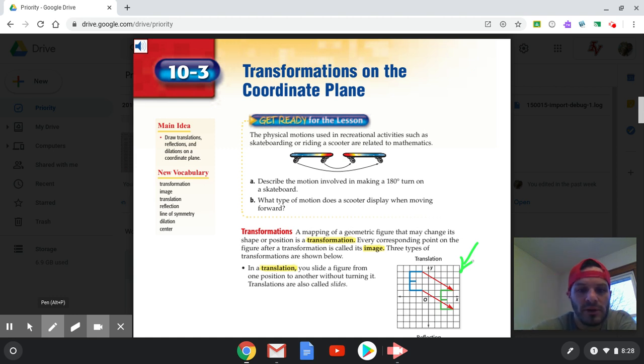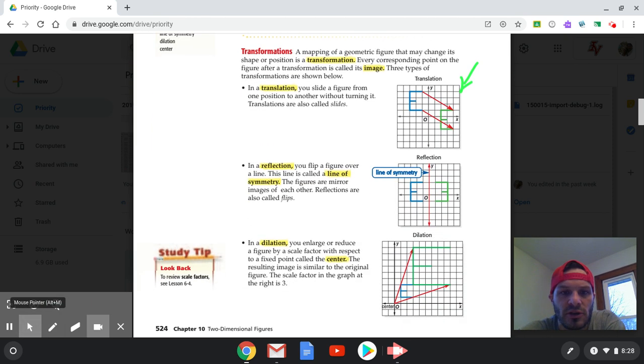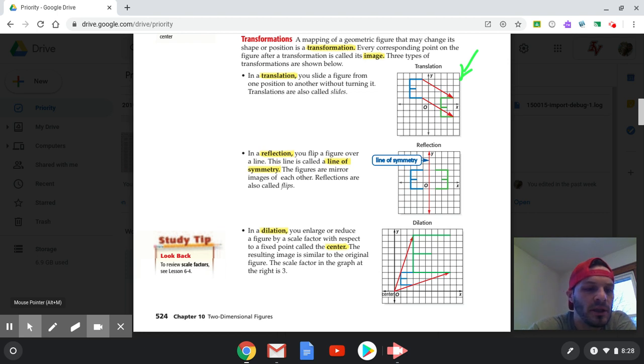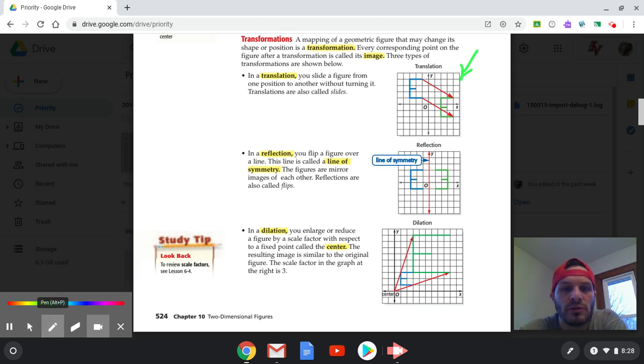But there are three different types of transformations that we're going to talk about in this area. So transformations is the big word. Then we go into the smaller versions of what a transformation is. So the first one is called a translation. And so a translation is when you slide a figure from one position to another without turning it. So we call those slides.